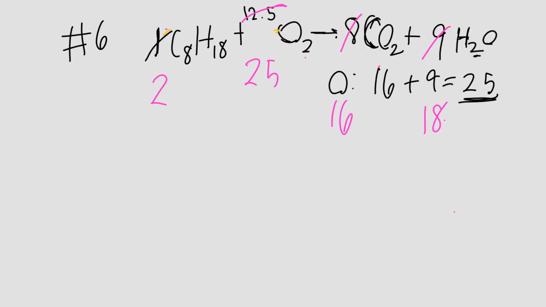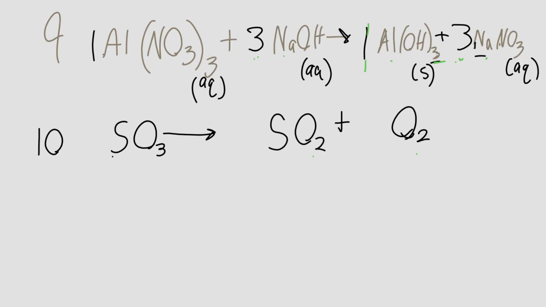So we start with H's, made it 18, then went to C's, made it 8. Then we would have had to plug in a 12.5. That wouldn't work. So instead we doubled the 12.5 to make it 25, doubled the 1 in front of C8H18, doubled the 8, made it 16, doubled the 9, made it 18, and that solved number 6. So that was number 6 from that worksheet.